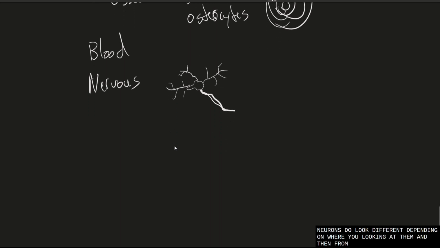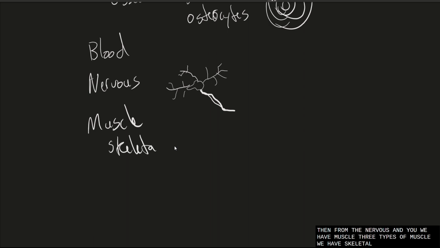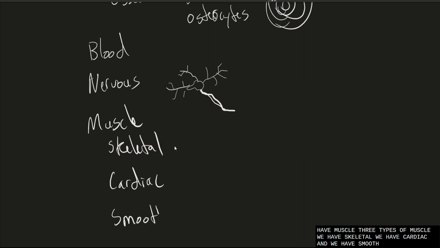And then from the nervous end, we have muscle. 3 types of muscle. We have skeletal, we have cardiac, and we have smooth. Skeletal, voluntary, the only voluntary one, you control it, and it's also striated. Cardiac, non-voluntary, lacks striations. No, doesn't lack striations.